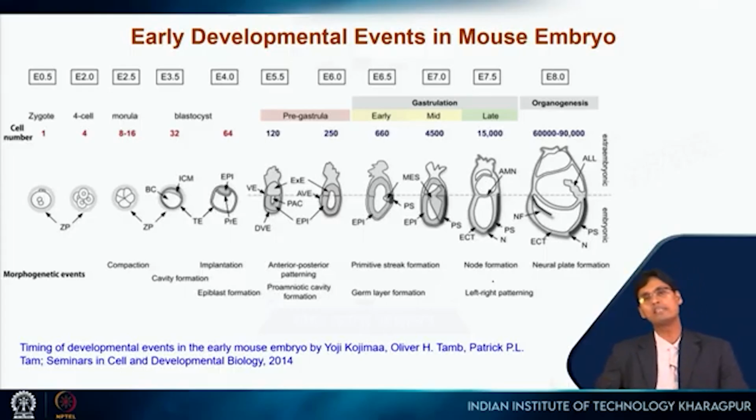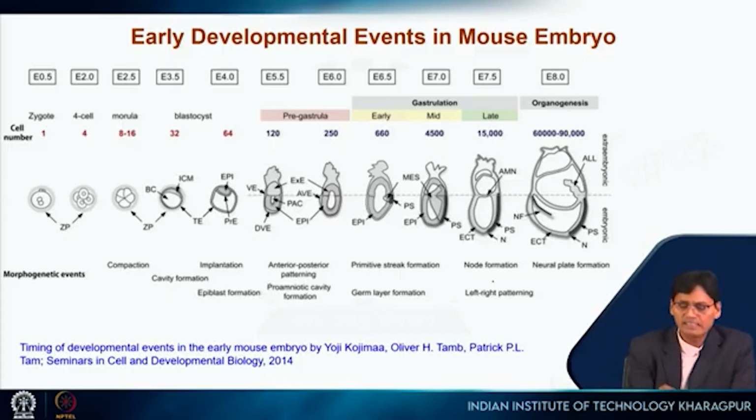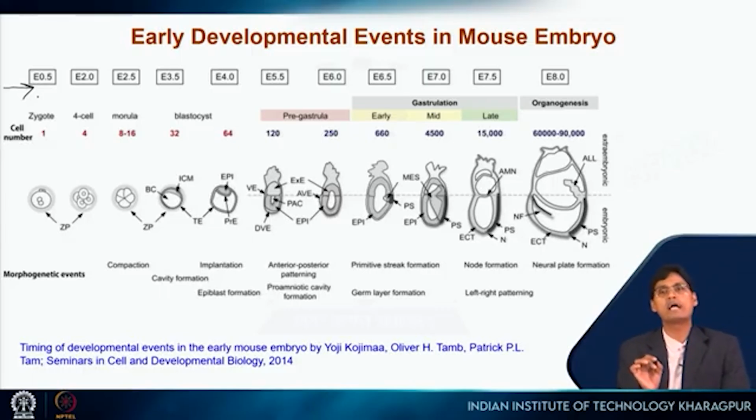As you can see, in the frog egg as well as in the Drosophila egg, some of their axes have already been determined because of the asymmetric distribution of substances like mRNA as well as proteins. But here, if you see the early developmental events at the very top, what we are showing here, E0.5, E2, E2.5, this is nothing but embryonic age, right? Embryonic age.